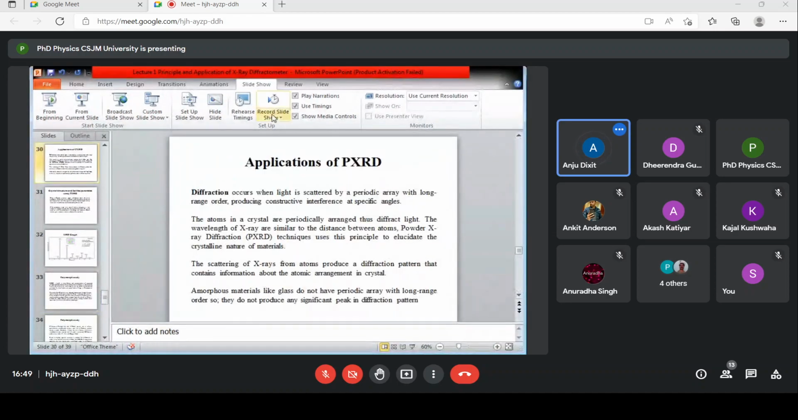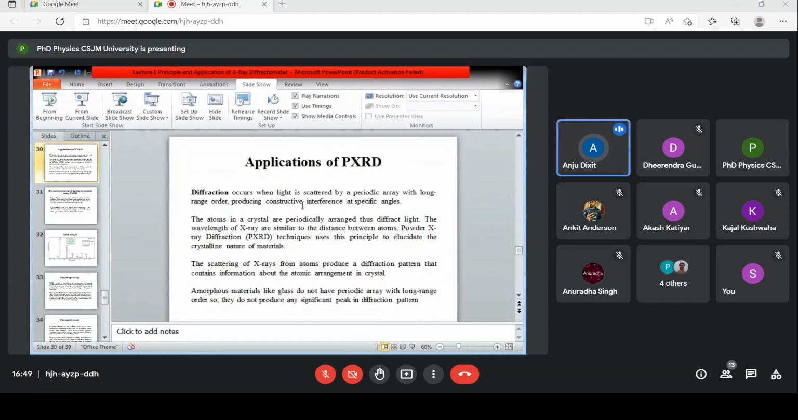Now, application of this powder X-ray diffraction. So diffraction occurs when light is scattered by a periodic array with long-range order, that is basically crystalline material, producing constructive interference at specific angles. So the atoms in a crystal are periodically arranged, thus diffract light. The wavelength of X-rays is similar to the distance between atoms, that is why it is called atomic spacing.